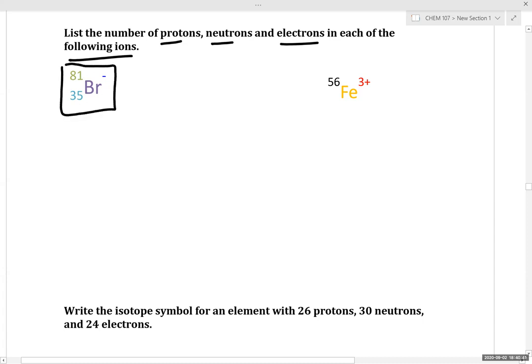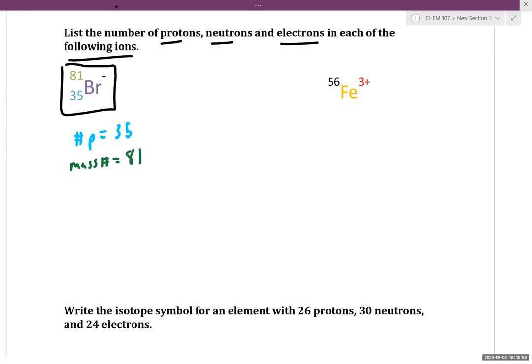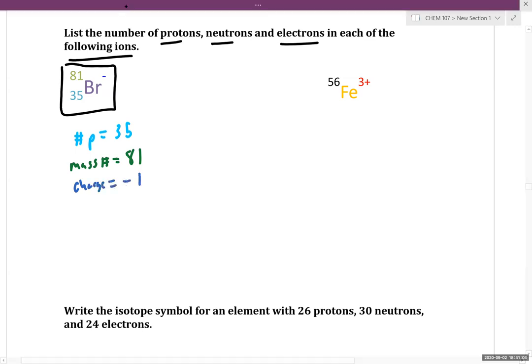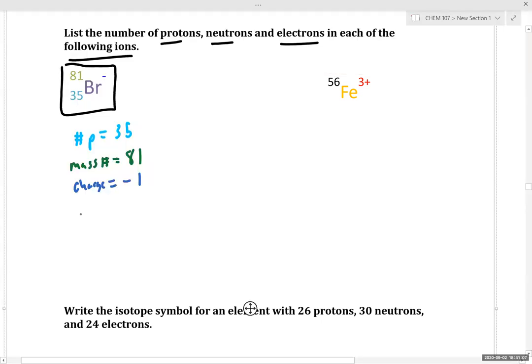Dissecting this isotope symbol in detail, I was nice and gave us the atomic number already. So we know our number of protons is equal to 35. We know as well that our mass number is equal to 81, and that our charge is equal to -1. From this information, we can calculate the number of neutrons by taking the mass number, which is 81, minus the number of protons, which is 35. That gives us 46 neutrons.